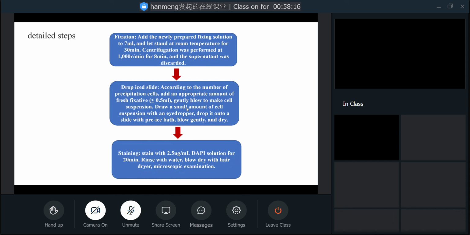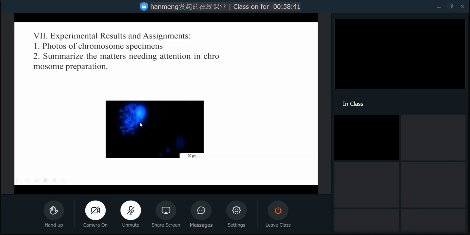Actually, for an ideal result, maybe we can see the chromosome like this. Maybe here is a nucleus, because the chromosomes are released from the nucleus. But actually, sorry, I took the picture like this. Here, the circle one is the nucleus, and this is the chromosome.